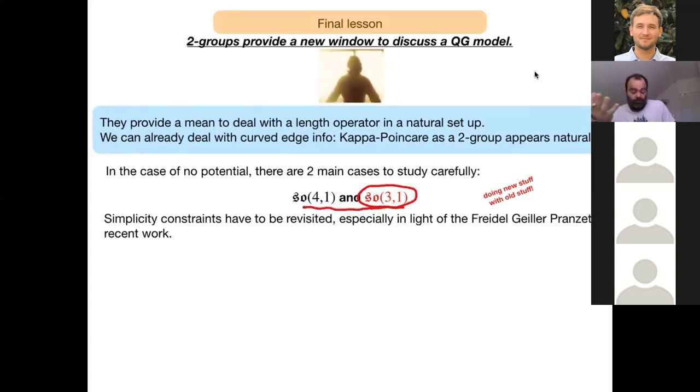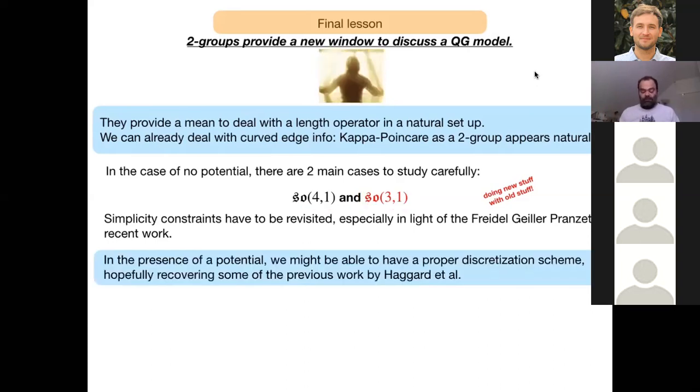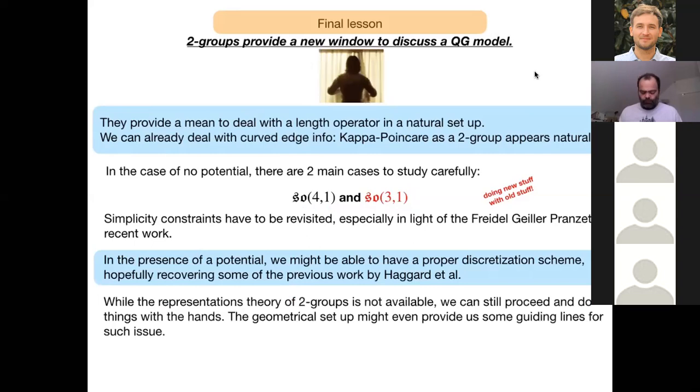Maybe my hope would be that there is a new way to implement the simplicity constraints in this context in the two group picture, starting from a complex which has decoration on edges and faces. And if we put a potential, like a BB term, then instead of dealing with a two group which has a trivial T-map, maybe it would be a non-trivial T-map. I think that's what we're discussing with Aldo.